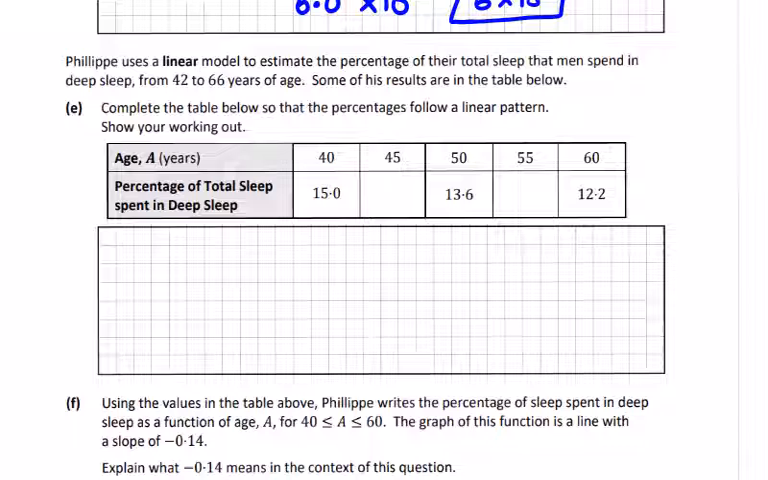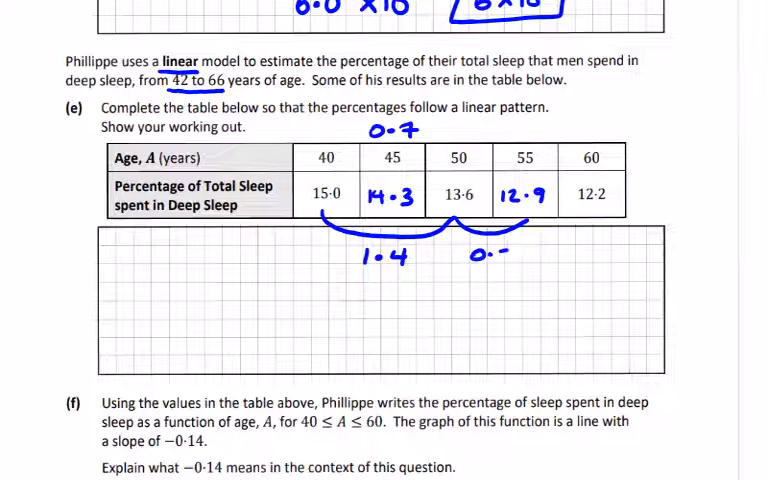In part E, we're told Philippe uses a linear model to estimate the percentage of total sleep that men spend in deep sleep from 42 to 66. He's using a linear model, so the gap between them all has to be the same, and the gap here is 1.4. So this gap will have to be 0.7. So that has to be 14.3, taking away 0.7. Take away 0.7 or add it on to 12.2 to get 12.9. And check in the other direction, you can see it's 0.7. So we're just asked to complete the table.